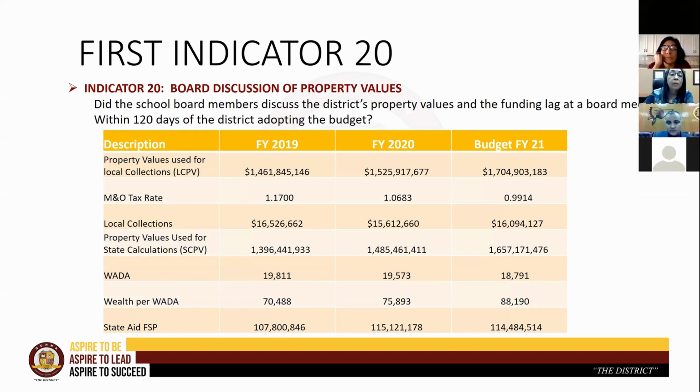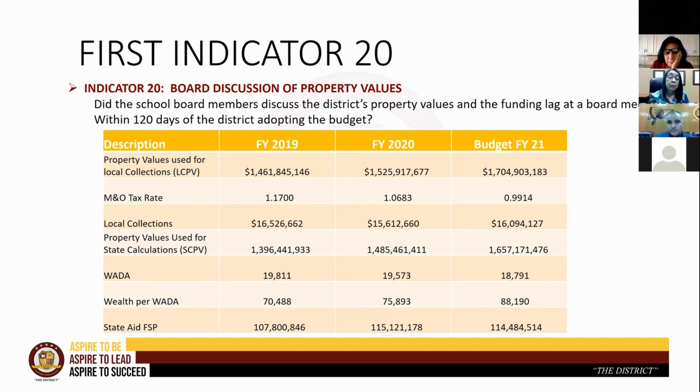One of the requirements for our first report, a financial report card that we get from the state, is our indicator number 20, that we review property taxes with the school board. So indicator 20 is a board discussion of property values. Did the school board members discuss the district's property values and the funding lag at a board meeting within 120 days of the district adopting the budget? So this presentation will take care of this indicator.